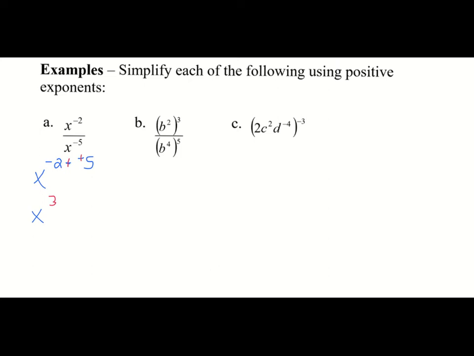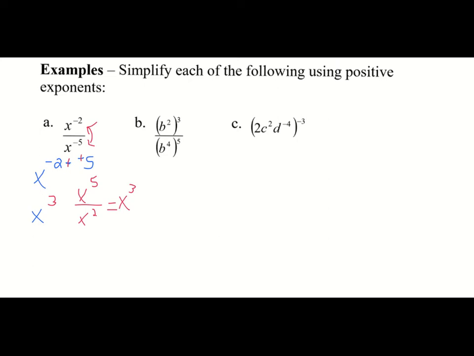Another way to solve that would have been, oh, I see these negative exponents, I'm going to flip it first. And if you had done that, you would have had x to the fifth over x to the second. And then if you subtracted those exponents, you would get x to the third power.